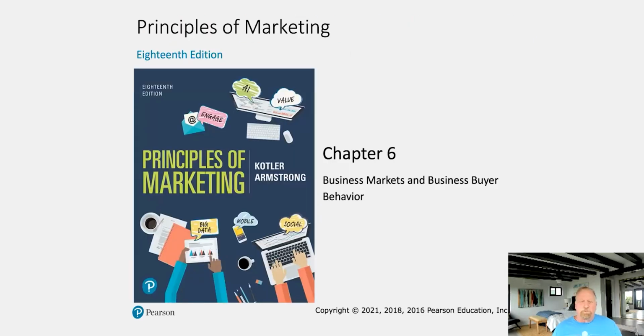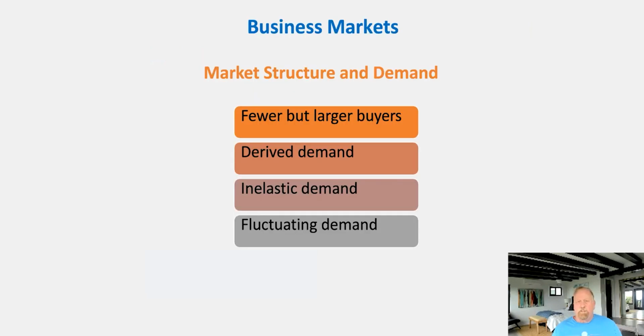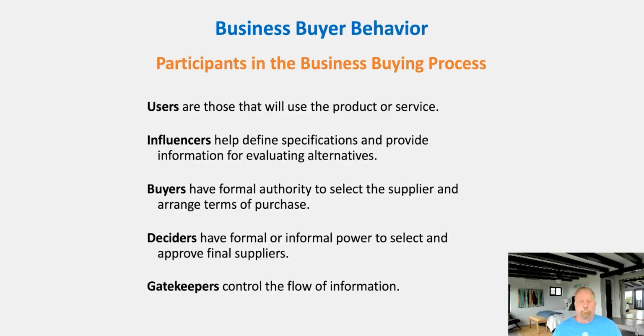And then we move to chapter 6. This is business markets and business buyer behavior. So remember, chapter 5 focuses on the individual consumer. Chapter 6 is the B2B consumer, the business consumer. Know the difference between the two. When we talk about the business markets, there are fewer but larger buyers, derived demand, inelastic demand, fluctuating demand. I may use any one of these terms.